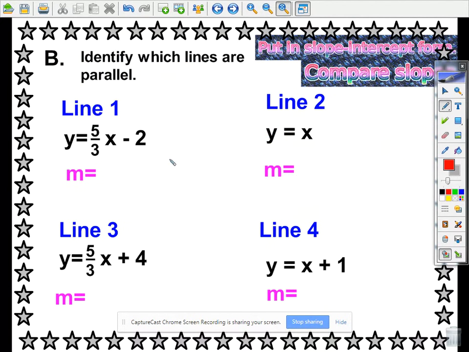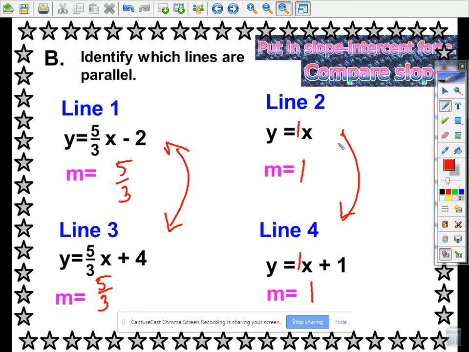All right, let's look at another set. The first slope is 5. The second one, y equals x. So we know there's a 1 in front of there. The coefficient of the x is the slope, so this has a slope of 1. Line 3 also has a slope of 5/3. And line 4, in front of the x is the slope, the coefficient, which is also 1. So once again, line 1 and line 3 are parallel because they have the same slope. And line 2 and line 4 are parallel because they have the same slope.